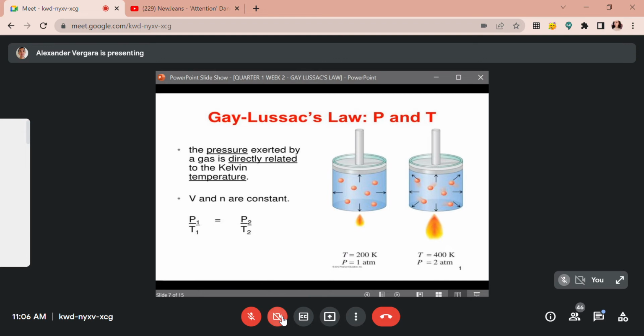Again, with the general formula. We have P1 times T2 is equivalent to P2 times T1. If the unknown is P1, then how are we going to find that one?